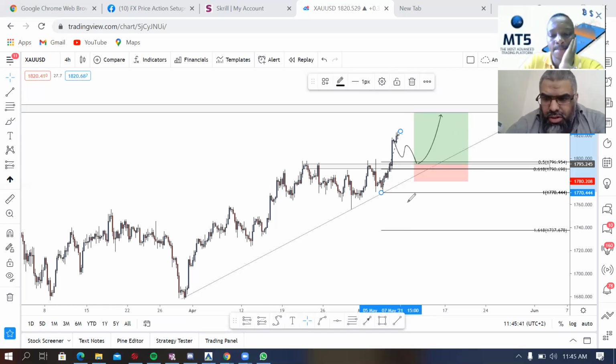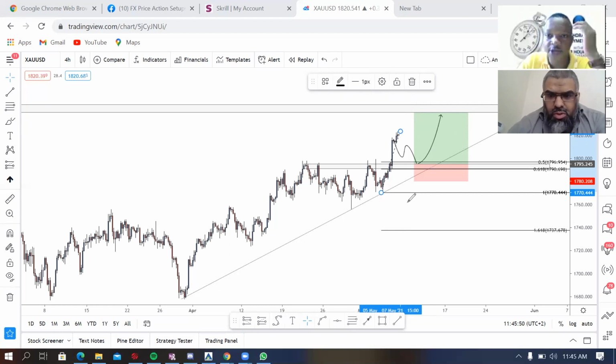So if I want to get entry at 1795, that's at 61. 1795, that can be our entry there. Yeah, somewhere like that can be our entry.